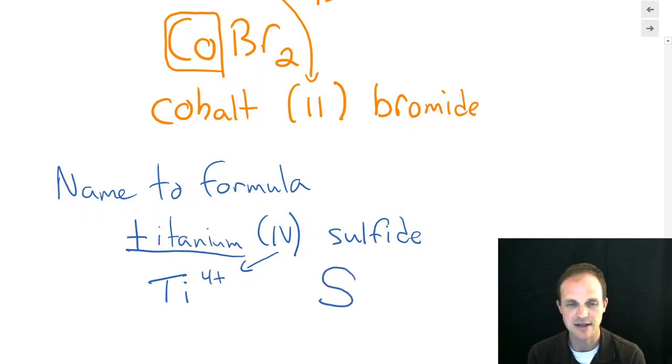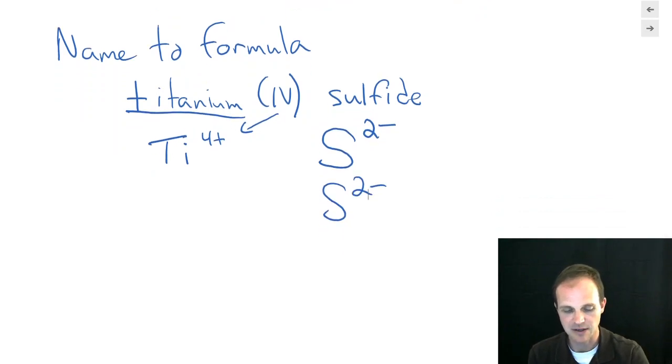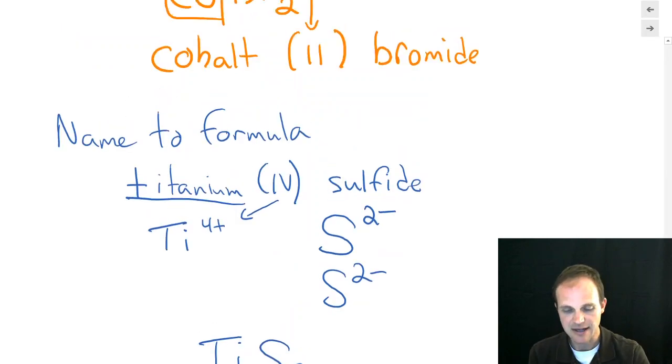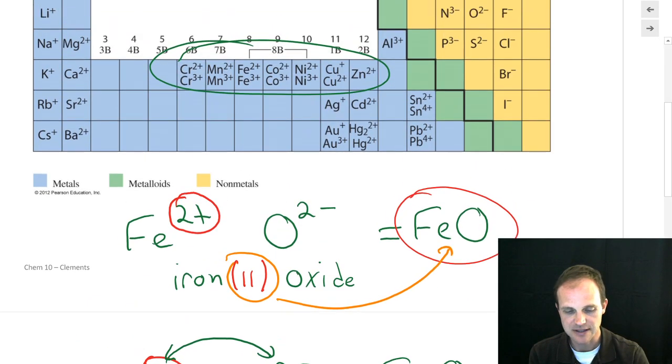Sulfide, I just go to the periodic table. I get my S, and that's 2 minus because it's got 6 valence electrons. Would like to have 8. How am I going to balance +4 and -2? I just need 2 of the -2s. Right, so now I've got a +4 and a -4, and I get TiS2. And that's my formula for titanium 4 sulfide. So lots going on here about naming transition metals.